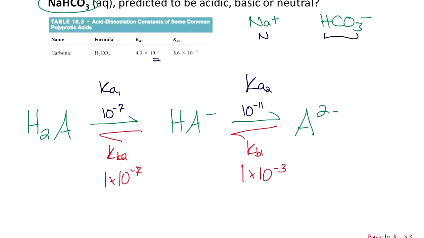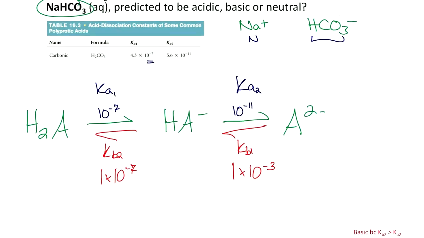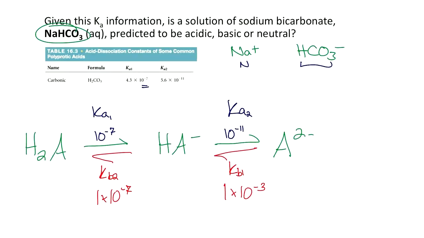So why did I do this? This question would be easier if I asked you, you put H2A in water, what does it become? Acidic, basic, or neutral? Acidic, it's an acid. But you put A2 minus into water, what does it become? Basic, because it's a base. But it's a little bit iffy for HA minus, because can it act as an acid and like a base? Yeah, so what K values do we want to compare?